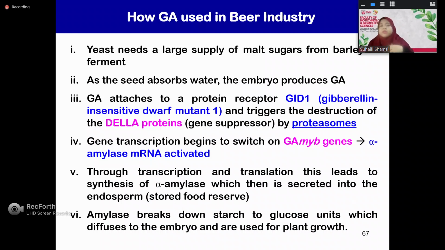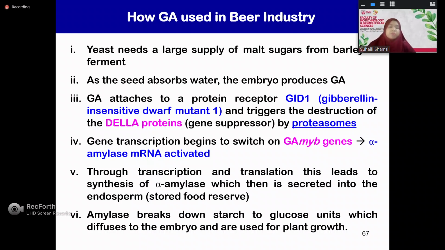So we're going to look further at what gibberellic acid basically induces, and how it induces the expression of the gene itself. Okay. So yeast needs a large supply of malt sugar, or maltose, from barley to ferment and do alcoholic fermentation, producing ethanol. As the seed absorbs water, the embryo produces gibberellic acid.